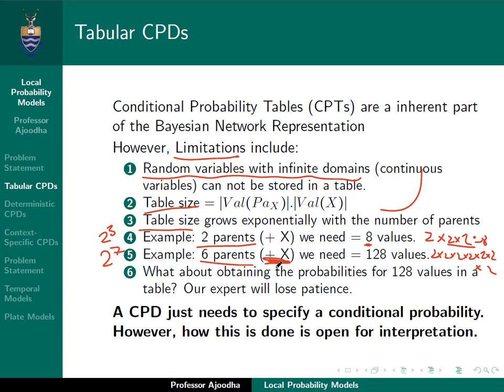So what about if you have 128 probabilities in a table, where do these probabilities come from? We can't go and bother an expert for those probabilities. Even if we have some kind of way of surveying it, because there are so many possible values, the expert will lose patience with us, and they'll tell us just to get out of here, I've got lives to save.